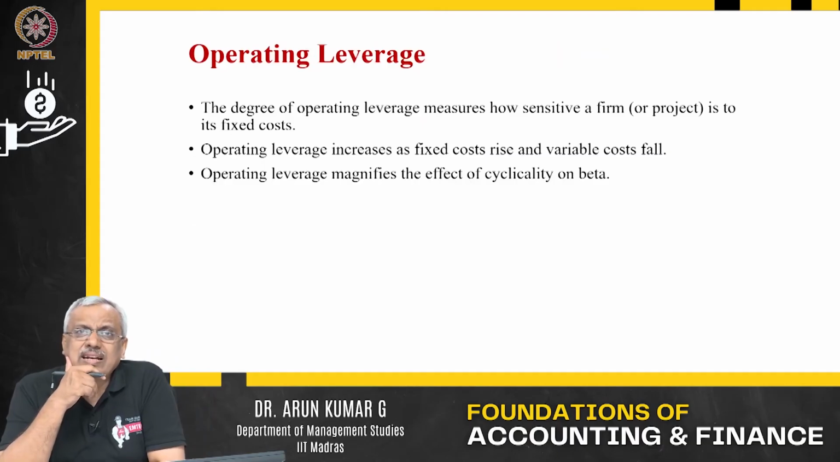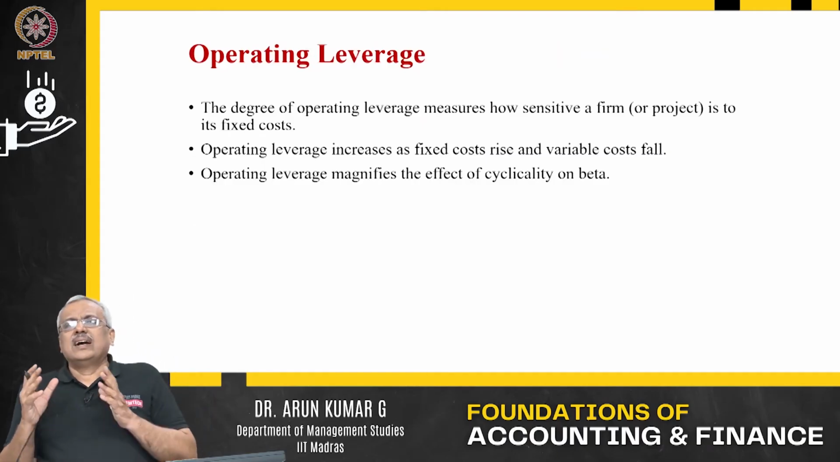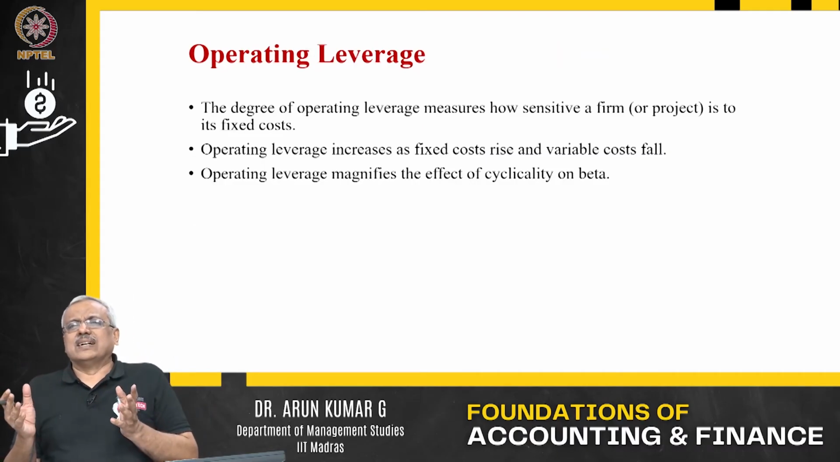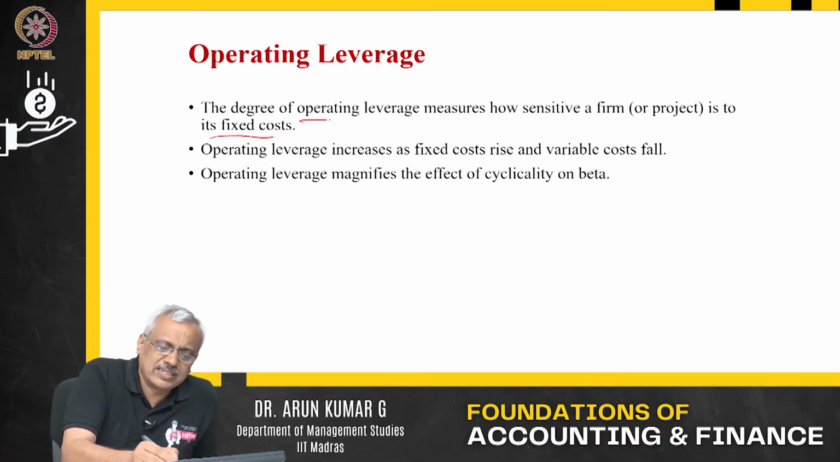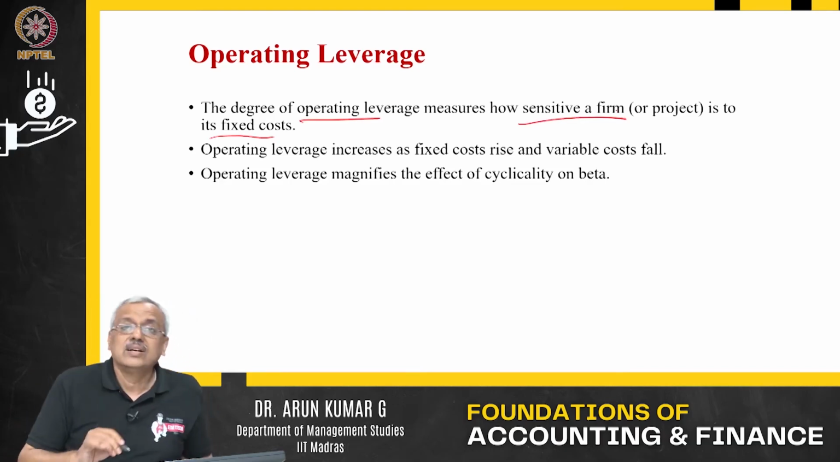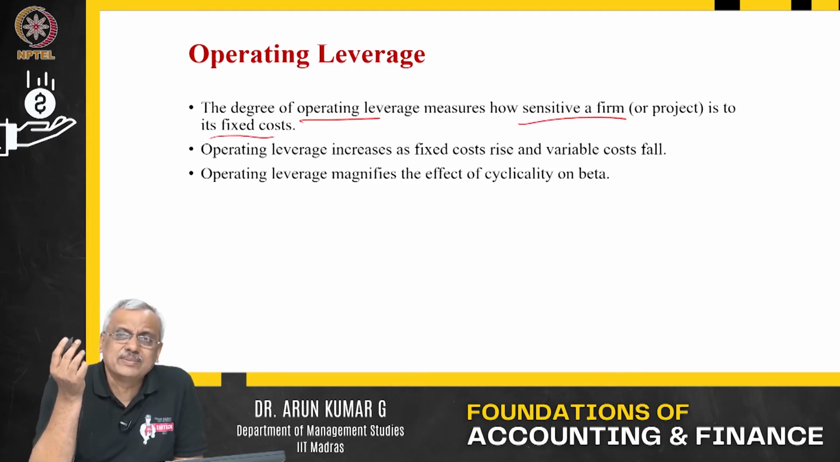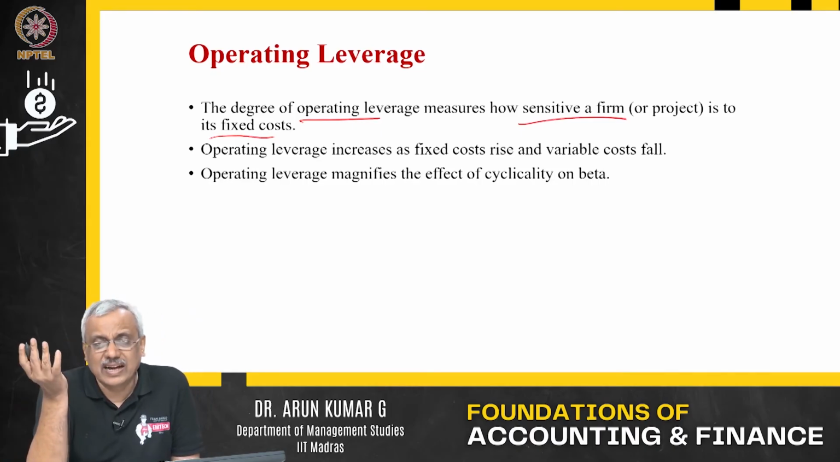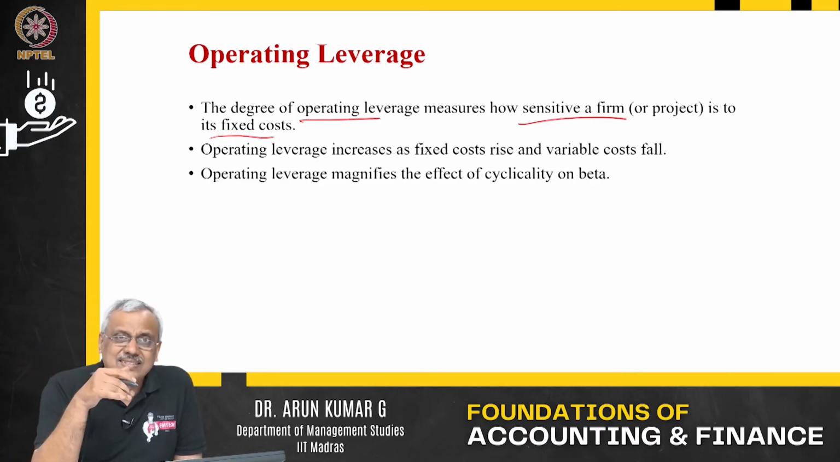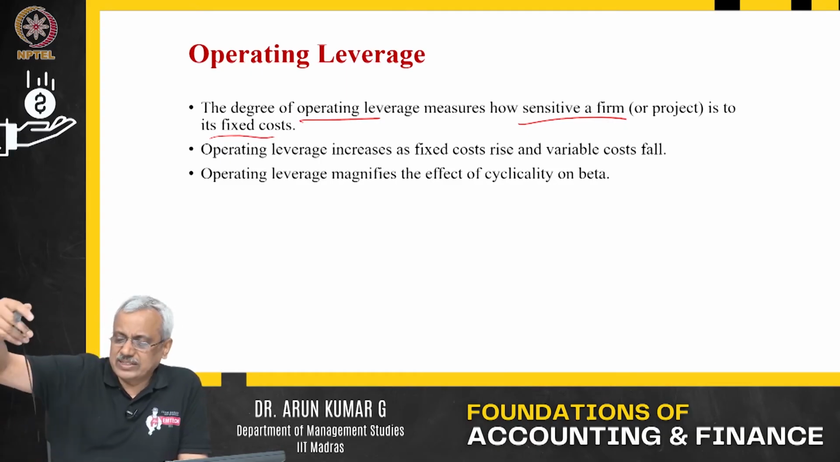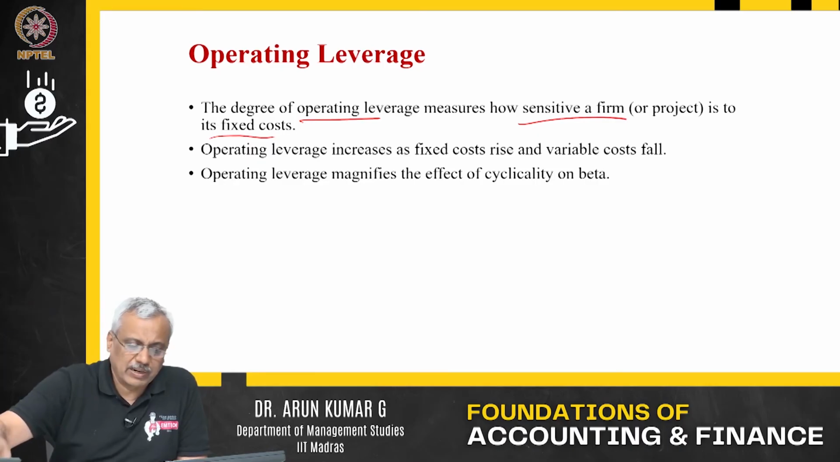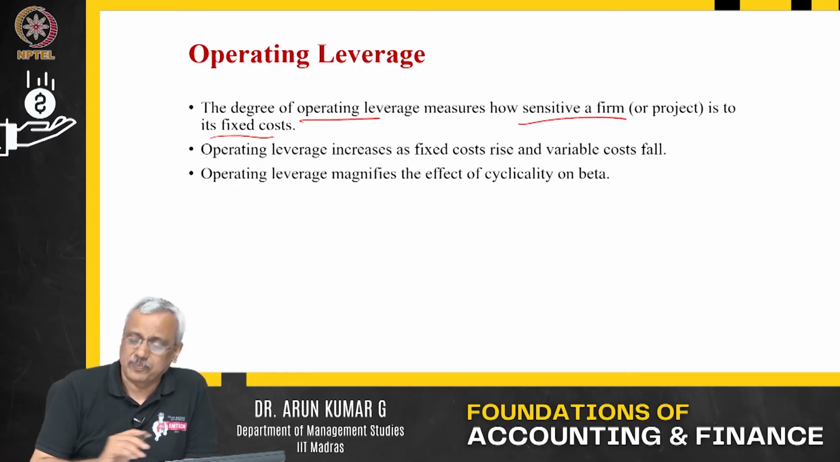Degree of operating leverage measures how sensitive a firm is to the fixed cost. The more sensitive, the higher is the operating leverage, the higher is the beta. Less sensitive, lower is the leverage, so possibly lower beta and so on and so forth.